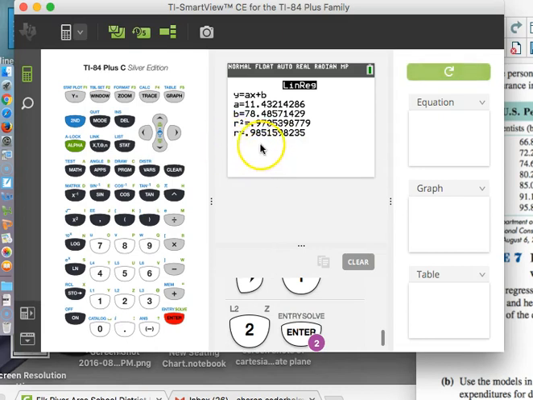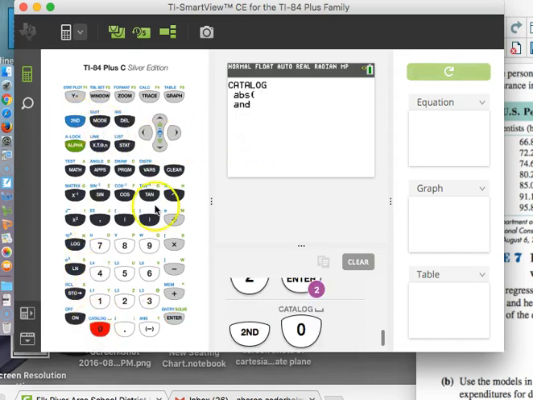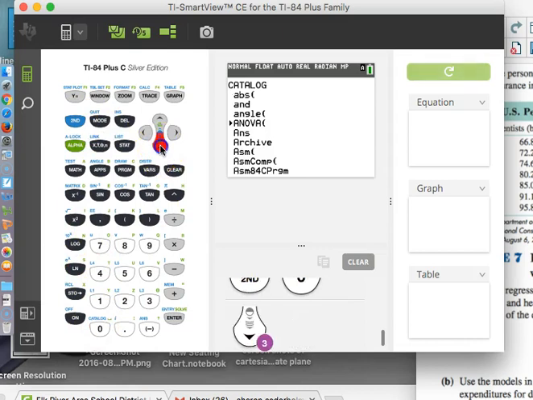So if you really want those, because this R value, the closer it is to 1 or -1, tells us how good a line of best fit it is, then you're going to have to do second 0, which is catalog, and then you're going to just scroll down until you get to diagnostics on. And then you're going to have to hit enter twice. Now, I know on this model, this seems to take forever, but I think it's important that everybody remembers where those diagnostics are so you can get those turned back on.